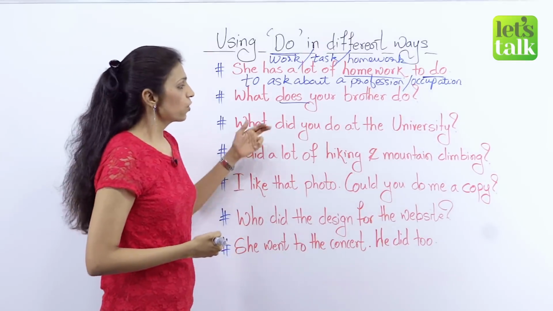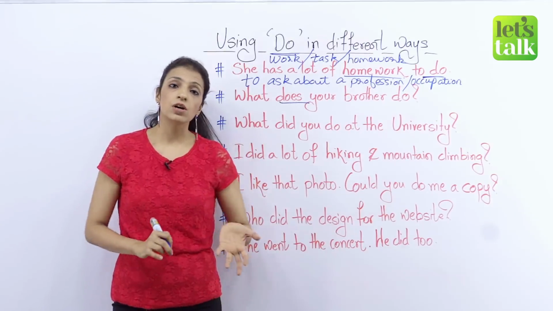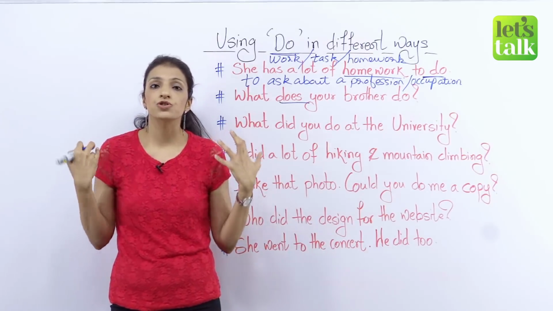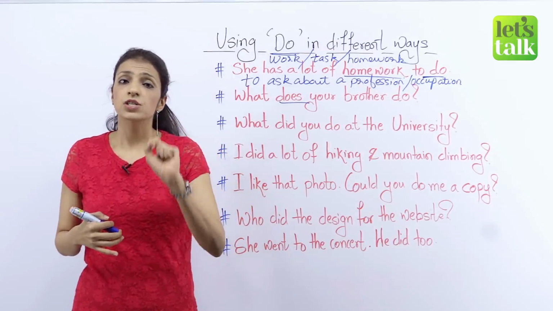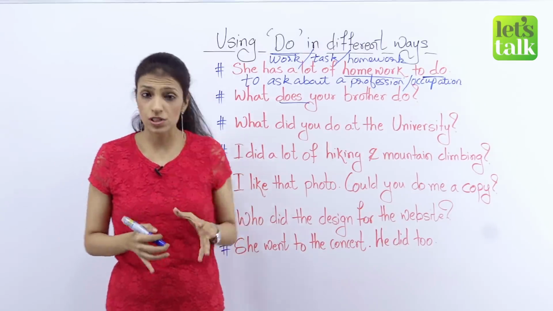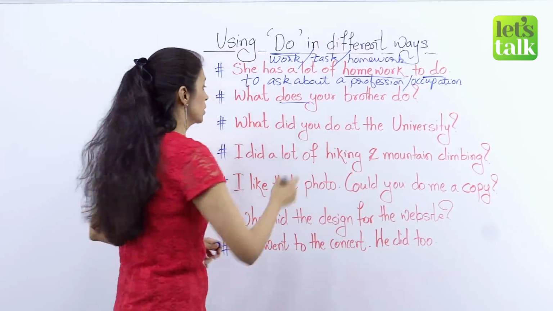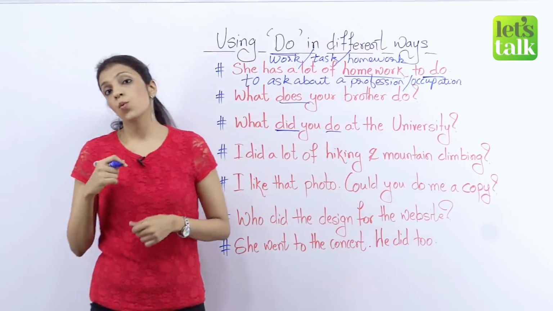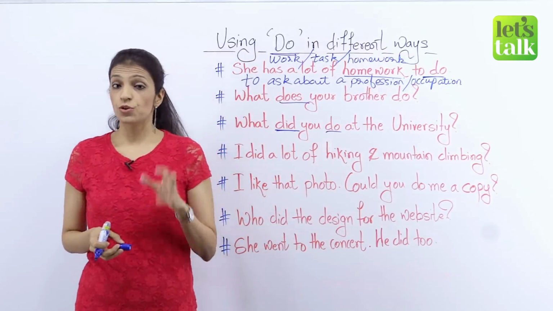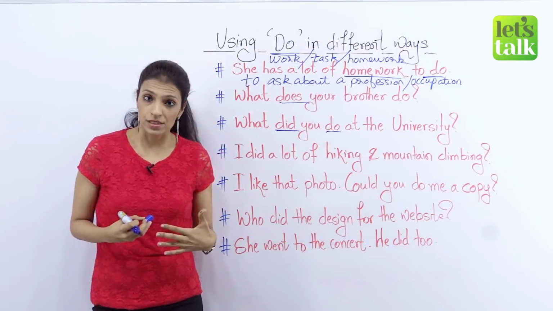Now, the next one is, what did you do at the university? Now, this is a little confusing because people don't want to really know what did you do, as in what activities. It's basically pertaining to a subject. So, in short, all they are asking is, which subject did you major in? So, if I say, what did you do at the university? I'm asking you, which subject did you pursue or did you major? And the answer could be, I did economics, okay?